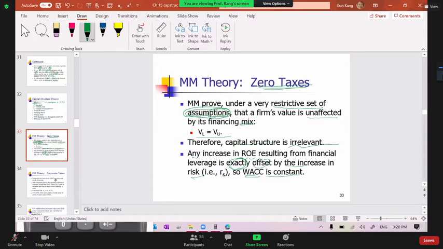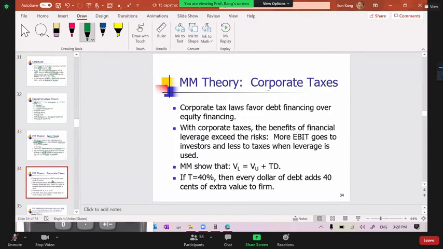So capital structure is irrelevant, and that doesn't make sense. So many people just criticize, especially, how can you say that there is no tax? While there is life, there is tax. They cannot ignore that criticism. So in the second paper, they introduced corporate tax. Corporate taxes favor debt financing. Why?